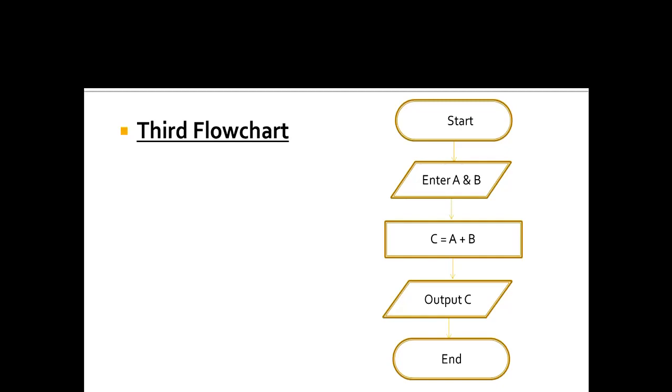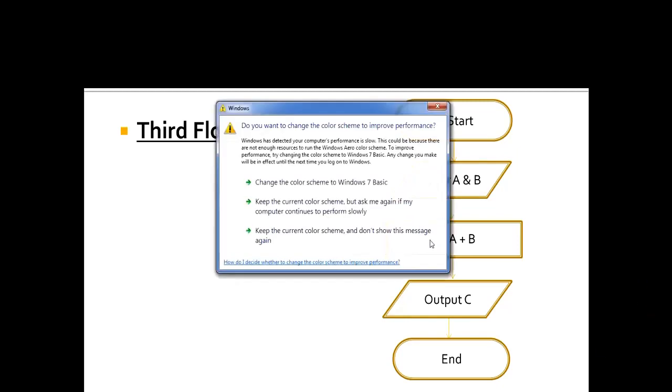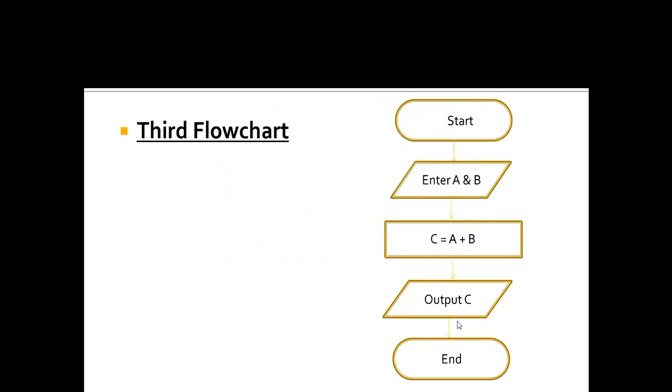So we're gonna take each step in the algorithm, translate that step into the equivalent shape. Start will be oval, input will be a parallelogram, equation or process will be a rectangle. For the output, we're going to use a parallelogram as well, and for the END, we're using an oval shape.